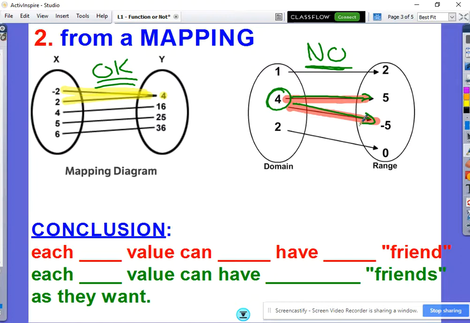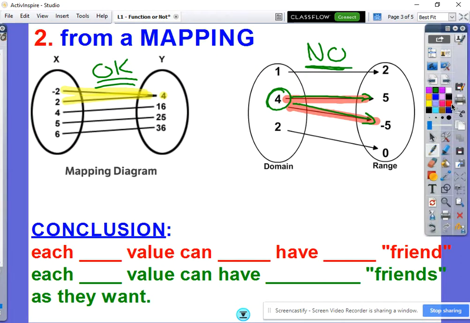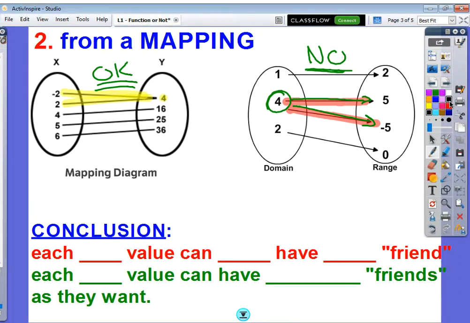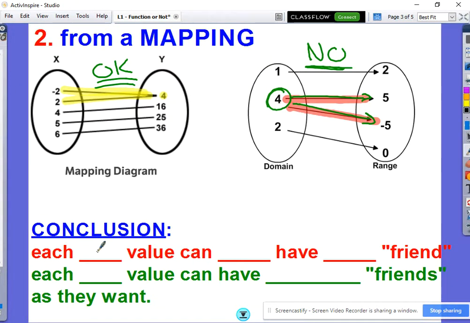So our conclusion is this: each blank value can have, all right, each x value, let me figure this out real quick. Let me look at the green one. Each blank value can have, all right, there we go. We're going to do this one first. Each y value can have as many friends as they want.